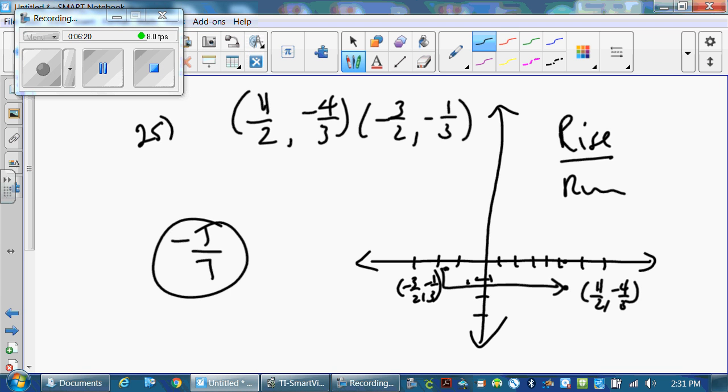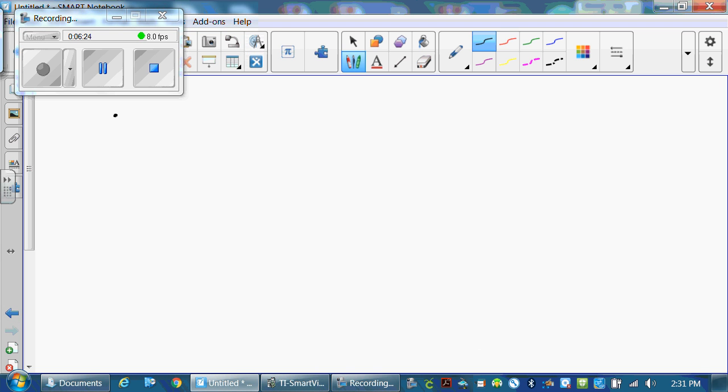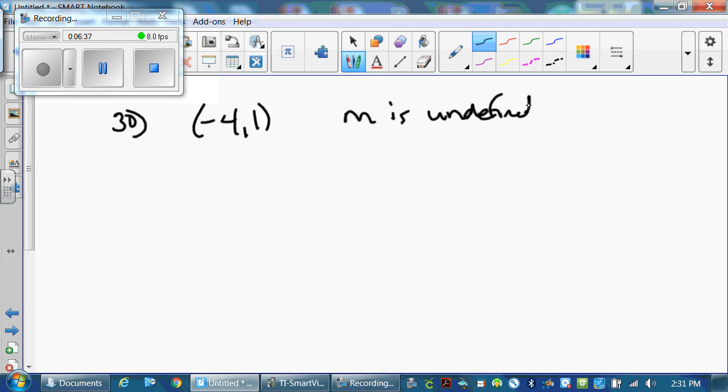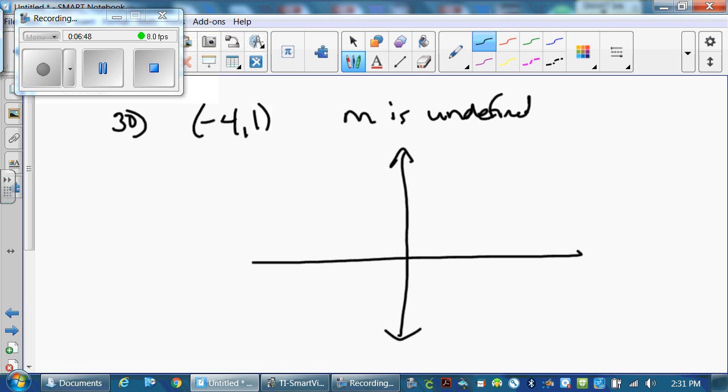All right, number 30. In problem number 30, they say using the point that they give me, which is negative 4, 1, and knowing that the slope is undefined, they want me to use the point on the line and the slope of the line to find 3 additional points through which the line passes. And they say there are many correct answers. So obviously I can't give you all the correct answers, but we can talk about what this line looks like.